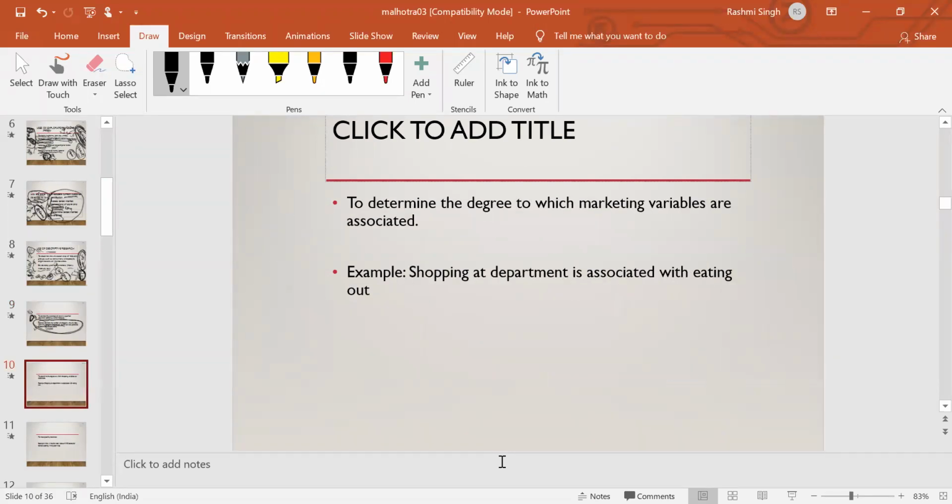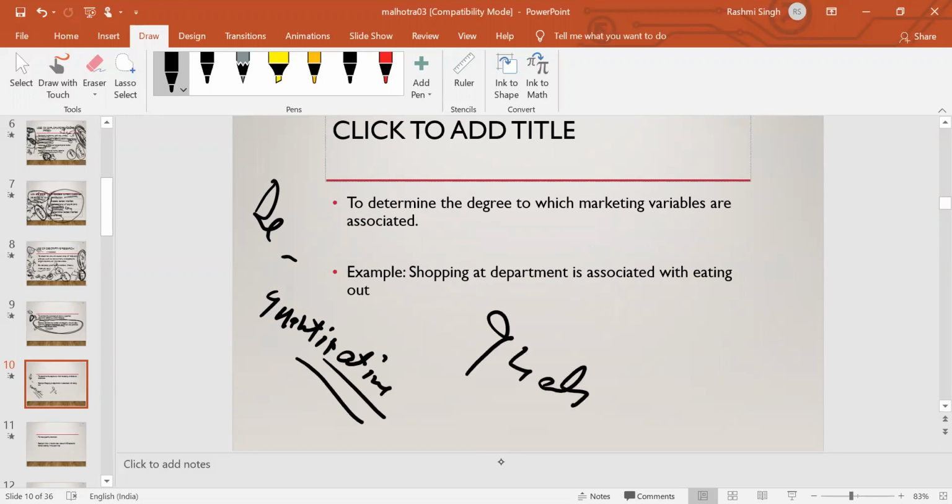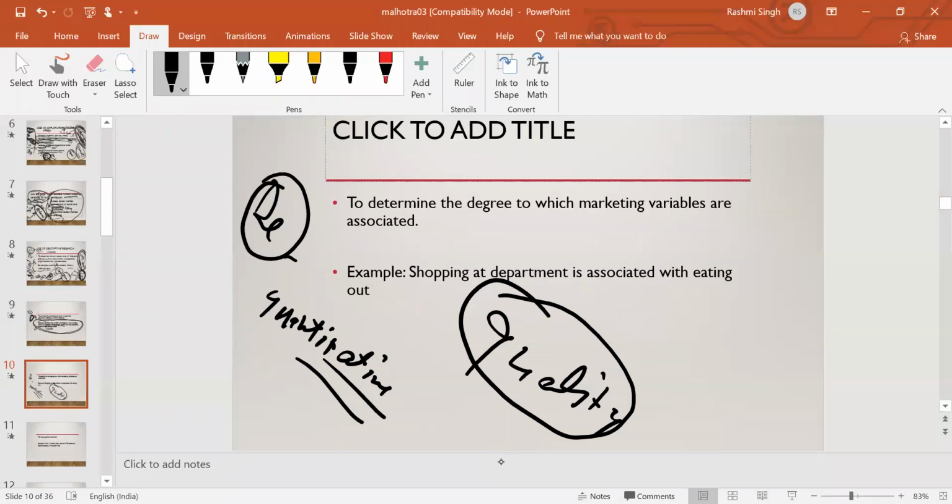Third is to determine the degree to which marketing variables are associated. For example, shopping at a department store is associated with eating out. See, descriptive research and causal research are most of the time quantitative in nature, but exploratory research is generally qualitative in nature. Qualitative means you will perform some interviews simply, but descriptive and causal research is mostly quantitative, like determining the degree to which different marketing variables are associated.